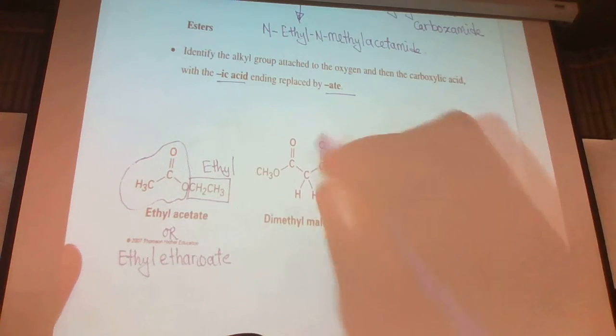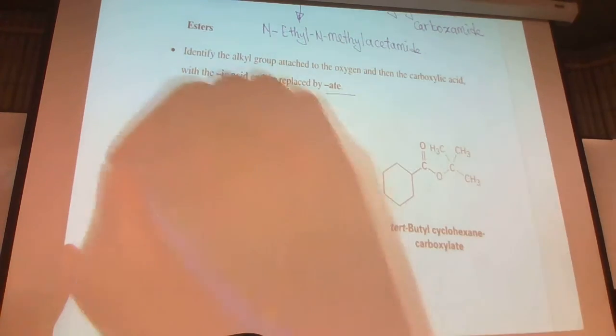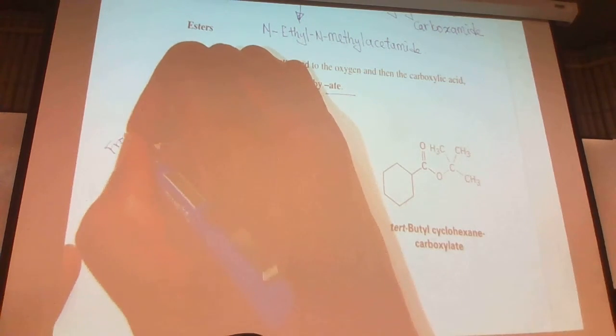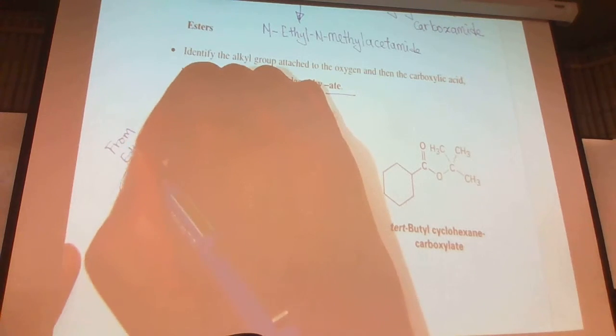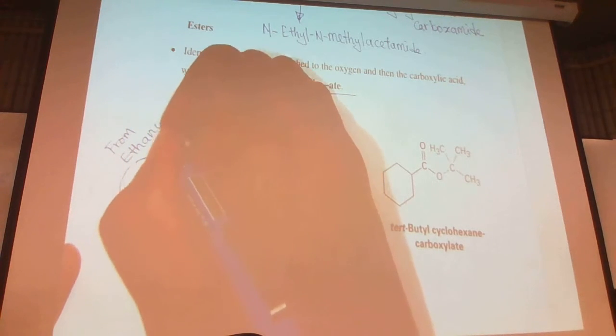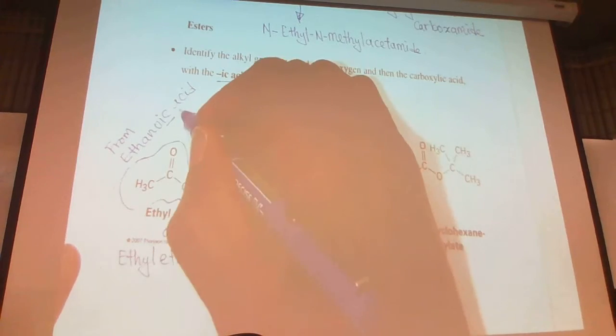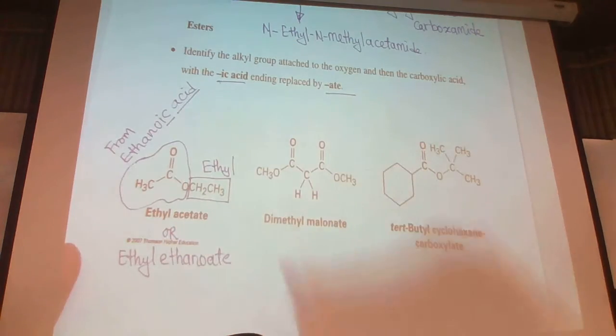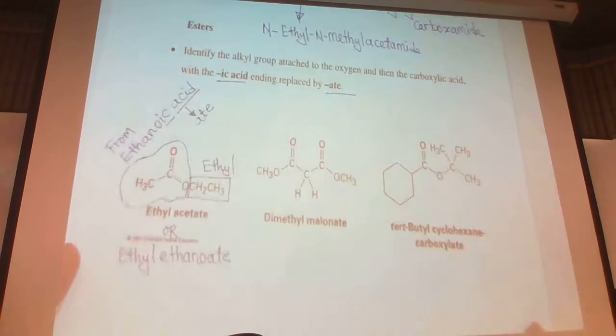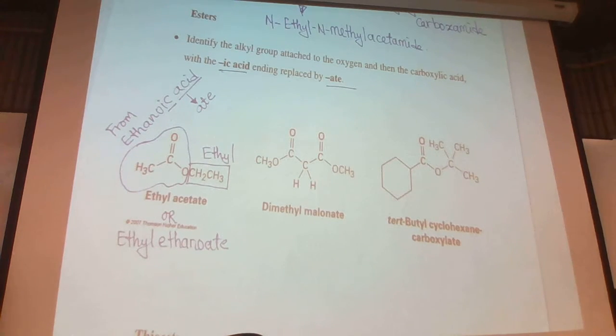Why is it ethyl ethanoate? Because we are using the systematic name. This is from ethanoic acid, and the rule says we should change that ic acid, just the ic acid without the O, to ate. Okay, so that's why you can call that ethyl ethanoate.